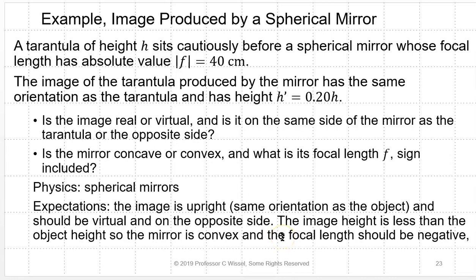Okay, the physics of this is spherical mirrors. We're going to expect that the image is upright, same orientation as the object. And it should be virtual and on the opposite side. The image height is less than the object height, so the mirror is convex. And the focal length should be negative, so that's how you can tell. Concave mirrors don't usually produce a smaller image.